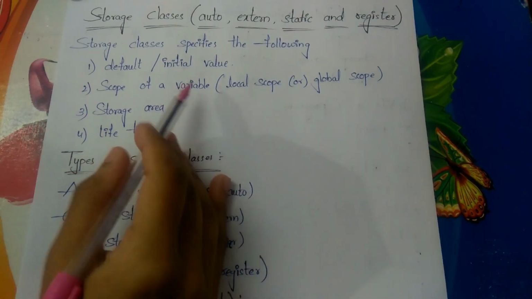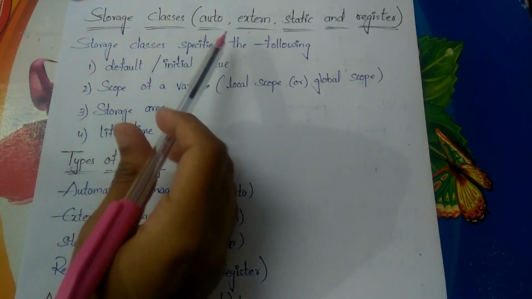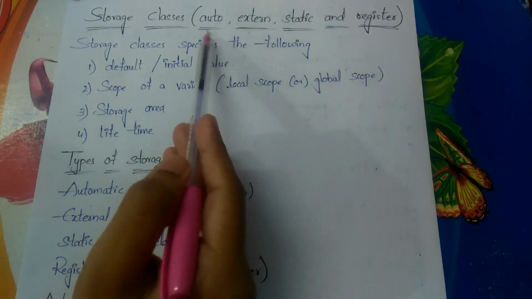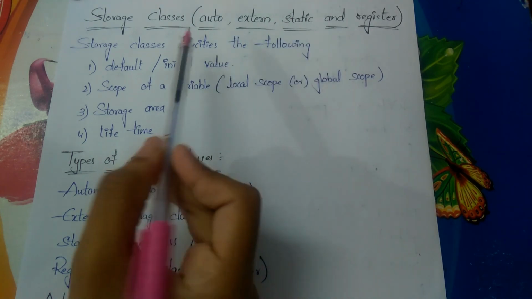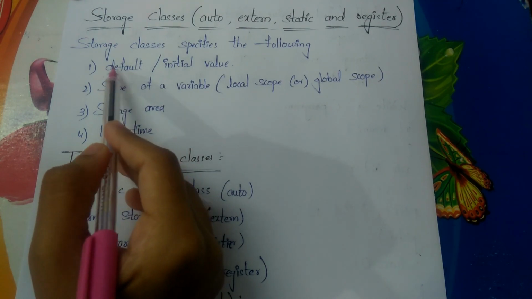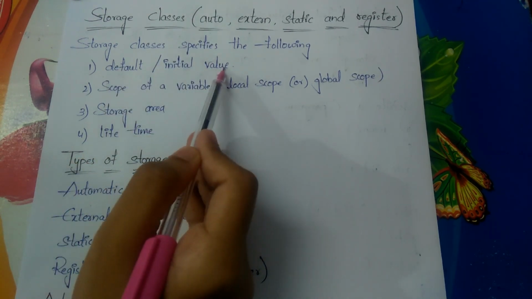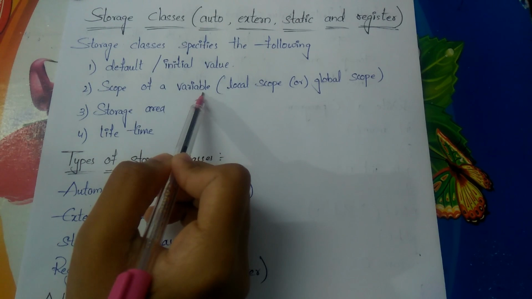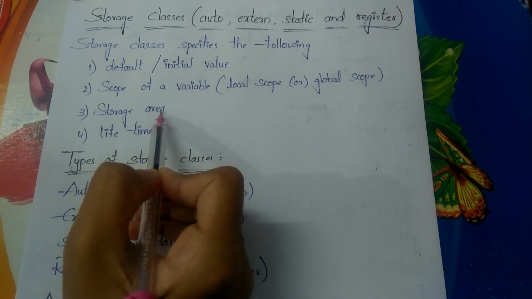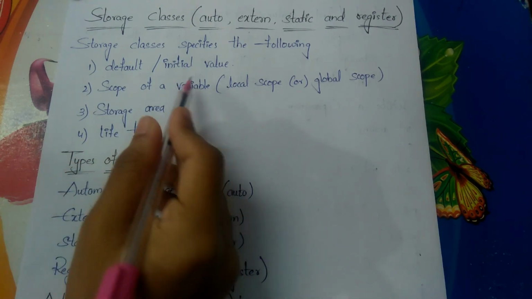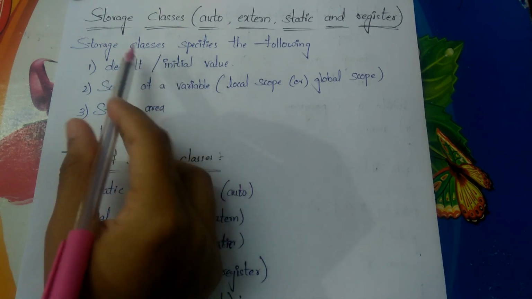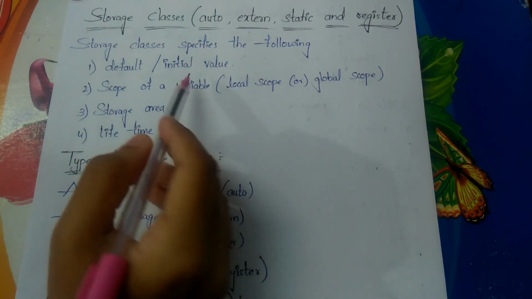So the next topic we have is the storage classes. In these storage classes, we have auto, extern, static and register. These are predefined keywords. The storage classes specify the following: the default or initial value, and scope of variable, that is the local scope or the global scope, and next the storage area, and then the lifetime. These are the functionalities which the storage classes specify.